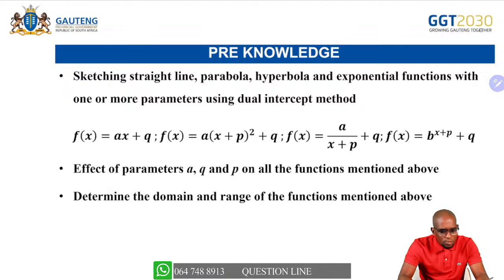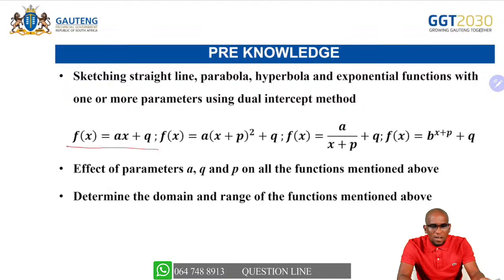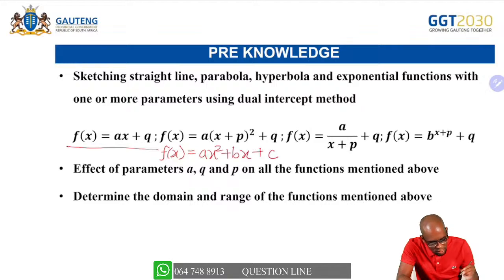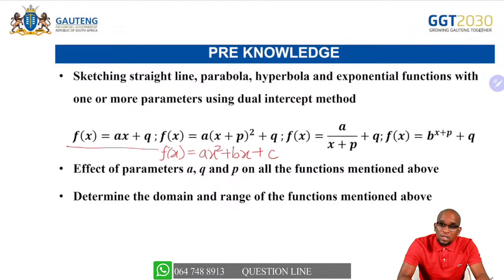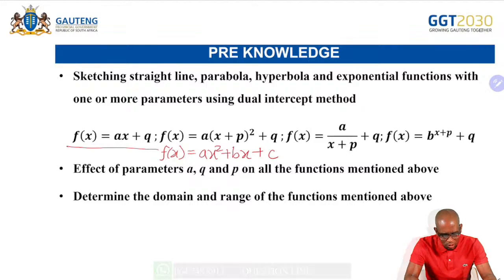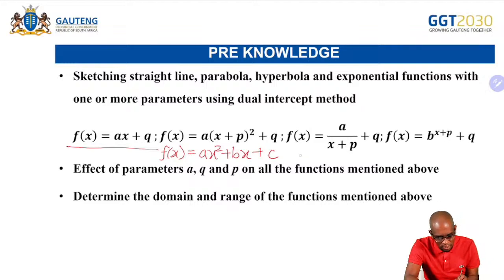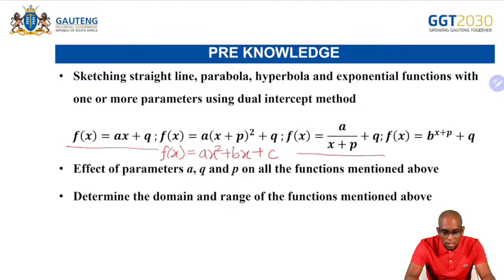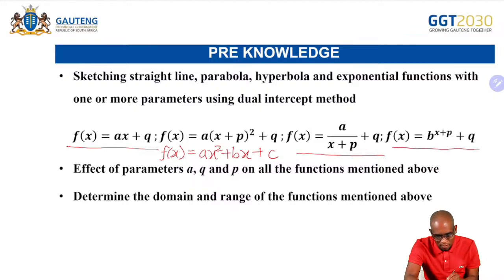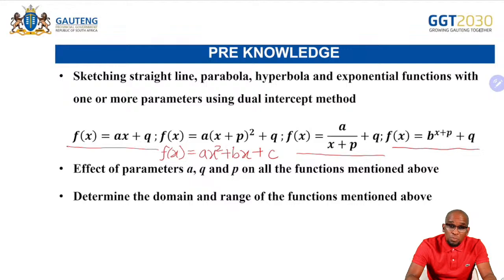Right, now the forms of the functions there are, for a linear function we have ax plus q. For a quadratic function we have the two different forms. f of x is a into (x plus p) squared plus q, and you also have this form, f of x is equal to ax squared plus bx plus c. So you need to be able to work with the quadratic functions in both of the forms. And then you have a hyperbolic function, f of x is equal to a over (x plus p) plus q, and then you have an exponential function given by f of x is equal to b to the index of (x plus p) plus q.